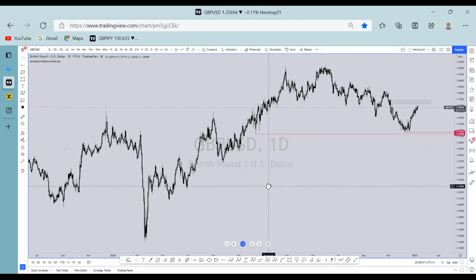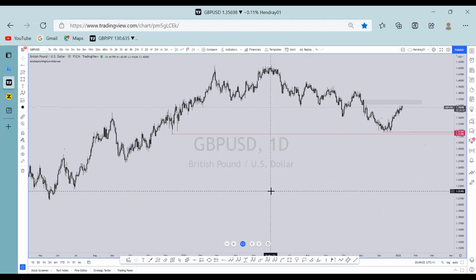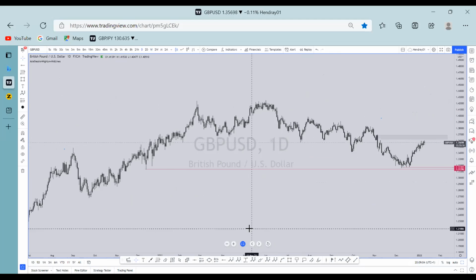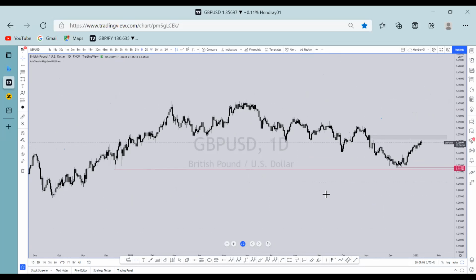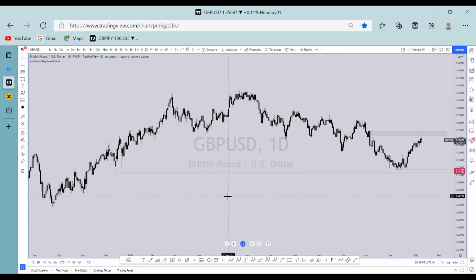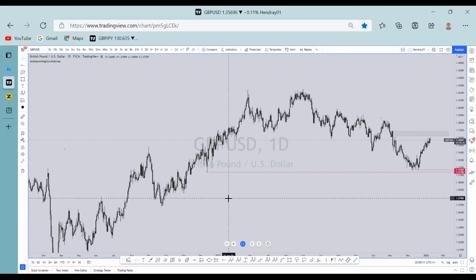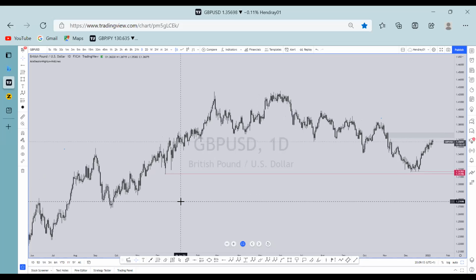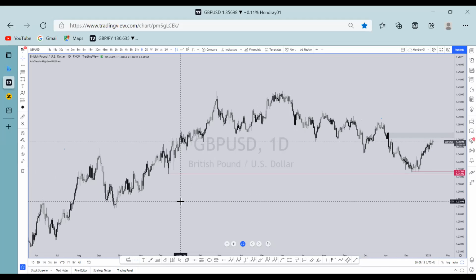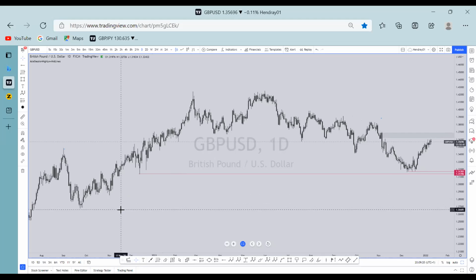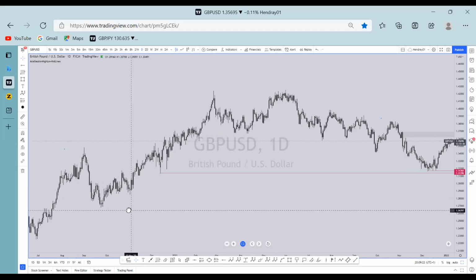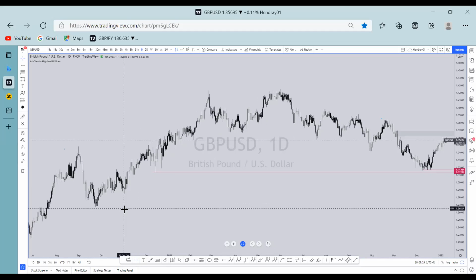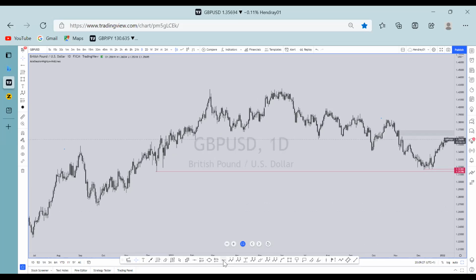So let's say, for example, look at this. Let's say this is what price showed me when I open my chart based on this daily time frame. When I open my chart, this is what price showed me. So how will I analyze this? I'm on a daily time frame.